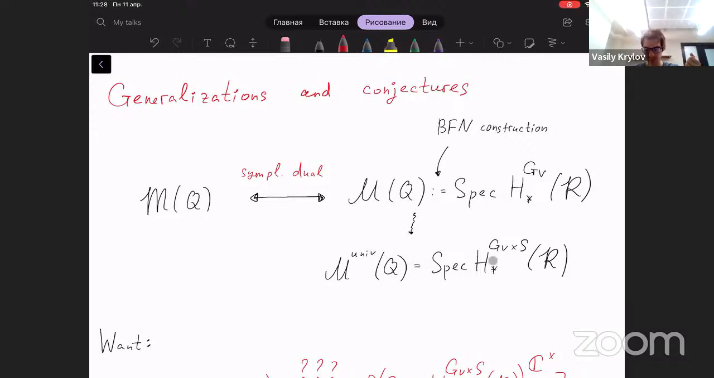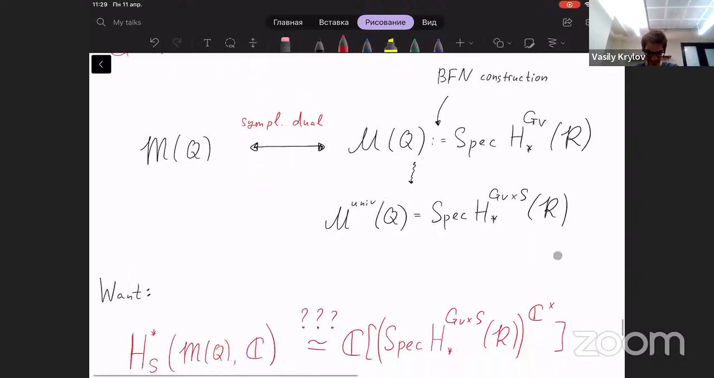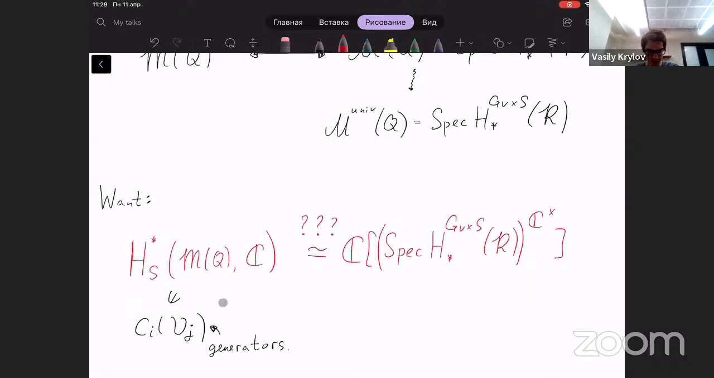You just need to make your group, with respect to which you take equivariant homology, larger. You should multiply by your torus S and take equivariant homology of the same space R. So the Hikita-Nakajima conjecture in this case compares the equivariant cohomology of M of Q and the schematic fixed points on this algebra.